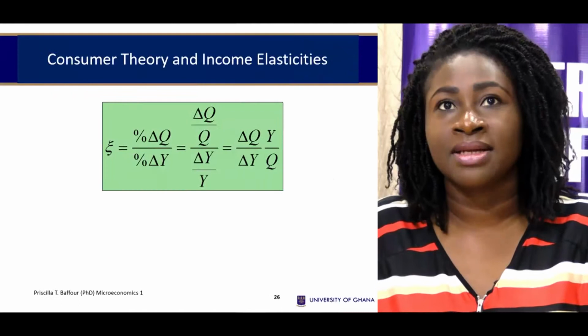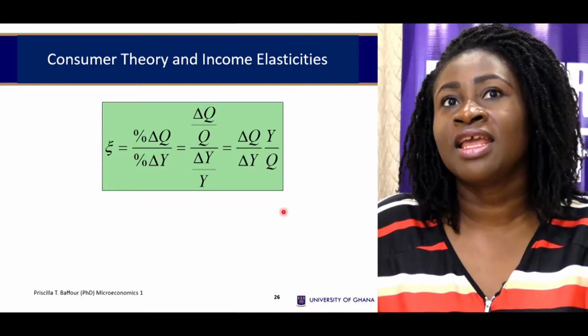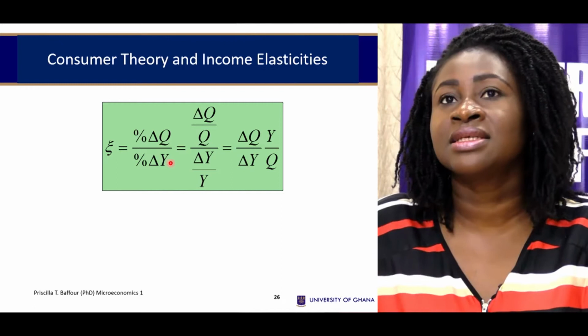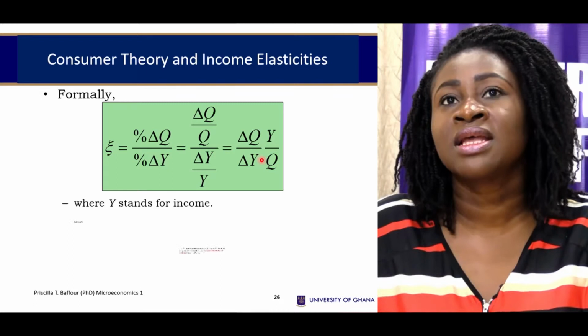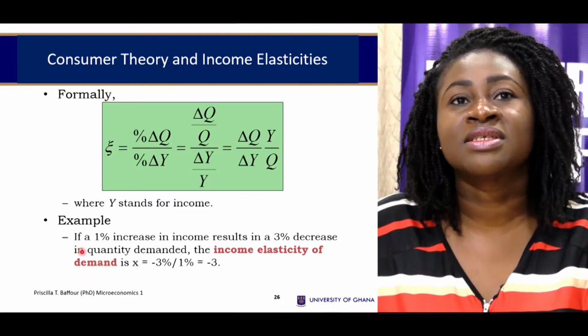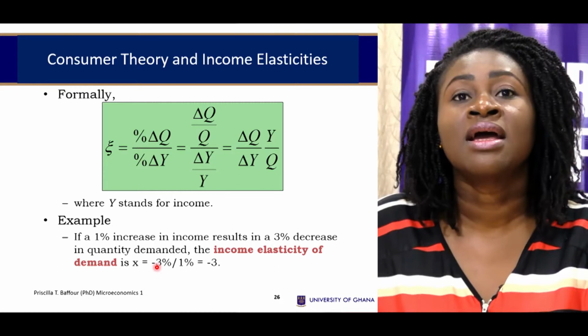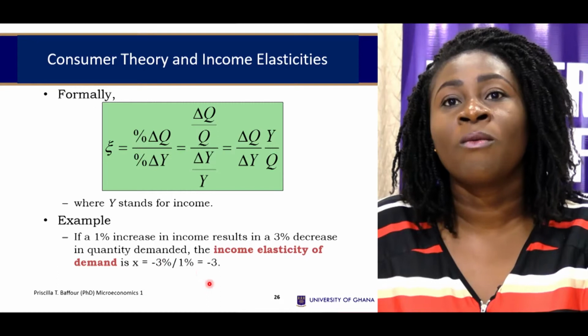In terms of the relationship between consumer theory and income elasticity, we know that elasticity is the percentage change in quantity over the percentage change in income, which is income elasticity. When we simplify, this is what we get. If a 1% increase in income results in a 3% decrease in quantity demanded, the income elasticity of demand will be -3/1, which is -3.